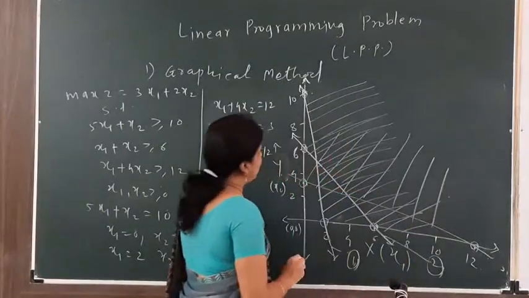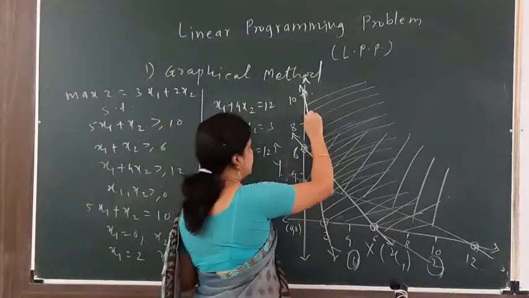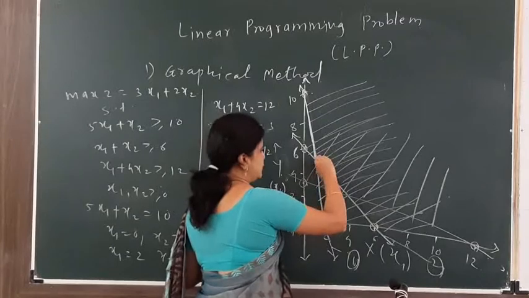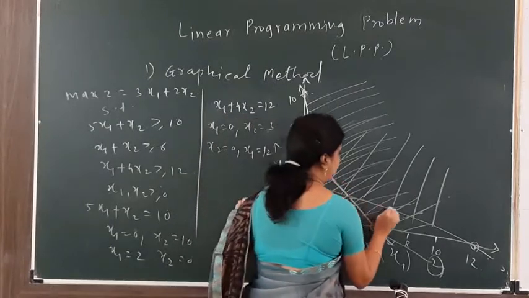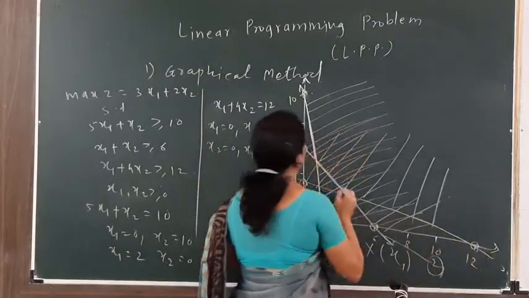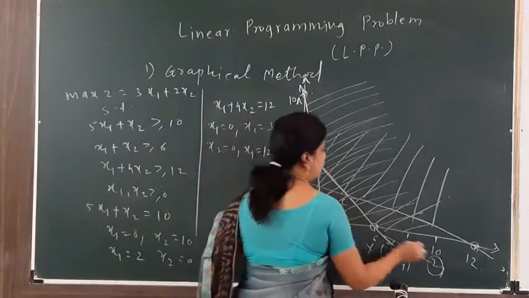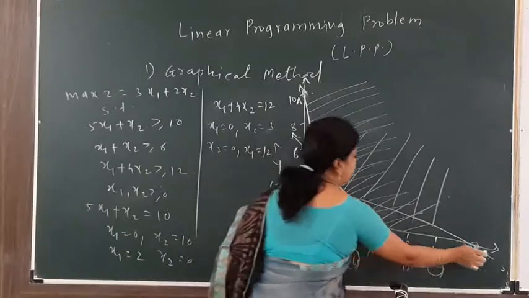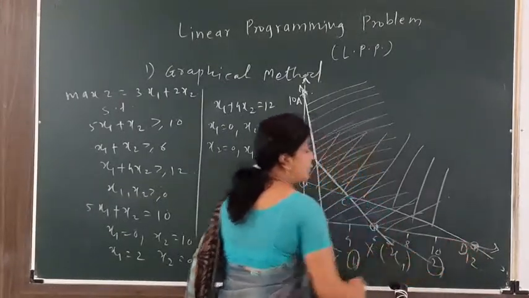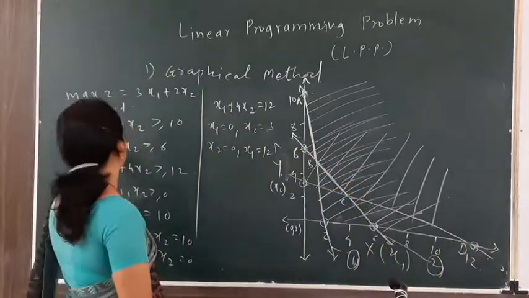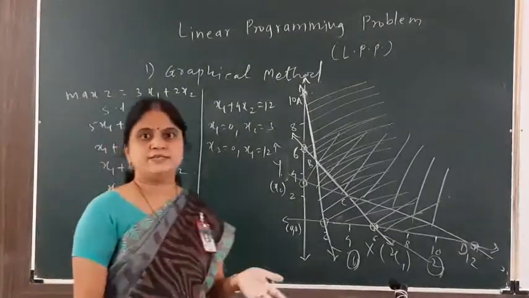So over here, what is the common region? The common region is this one, which I have. That is A, B, C and D. This is the common region. Okay, but what about my objective function? My objective function over here is maximization of Z.